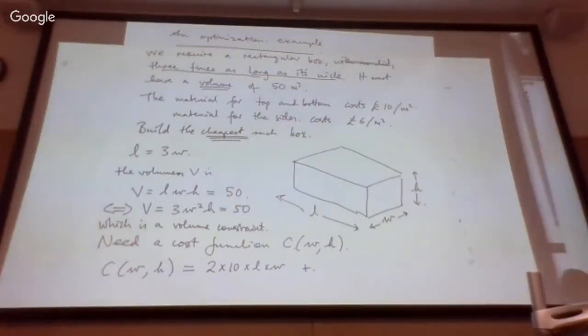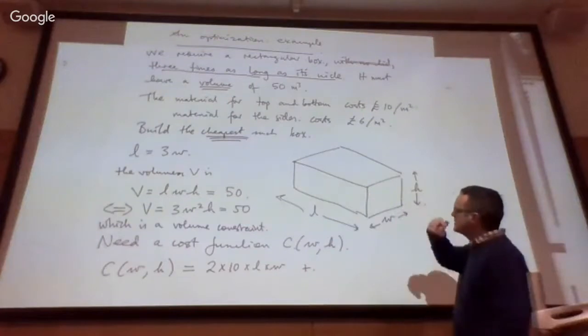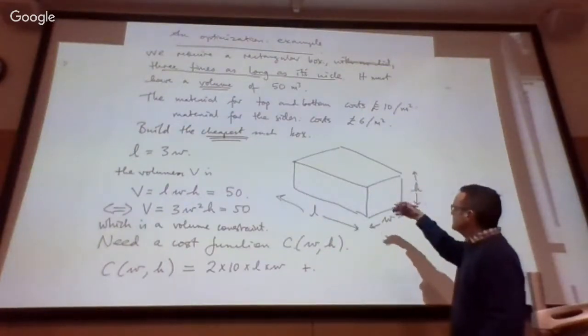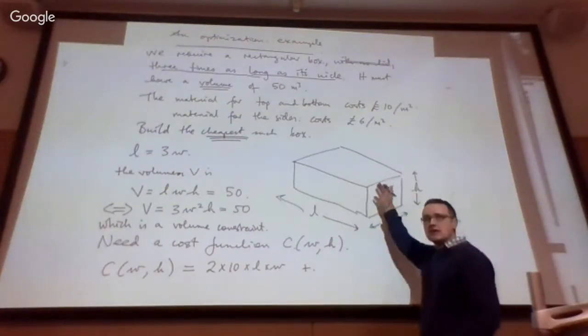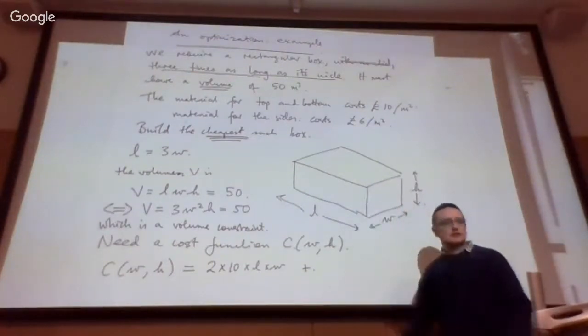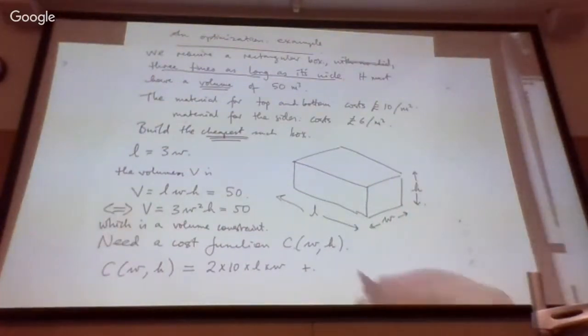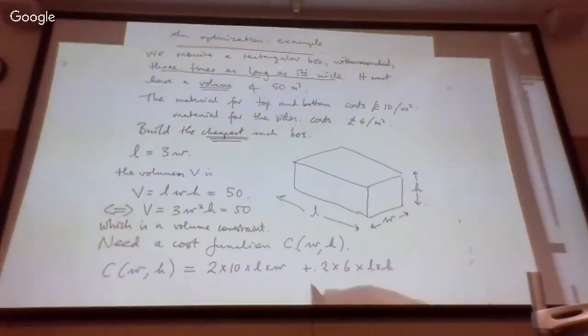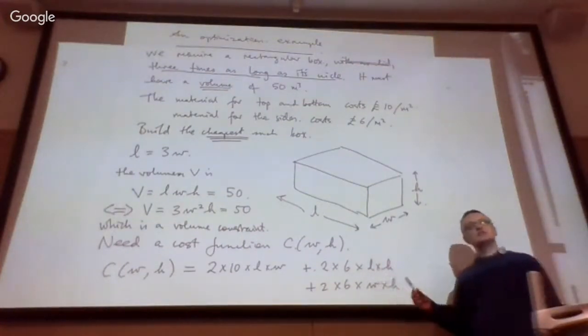The vertical sides, well, there's four vertical sides. They come in pairs, don't they? Because the long sides are the same area and the short sides are the same area. There's two sides which cost £6 per square meter, and they have area L times H. And then there's the other two sides, still costing £6 per square meter, but they have size W times H. So this is our material cost function.